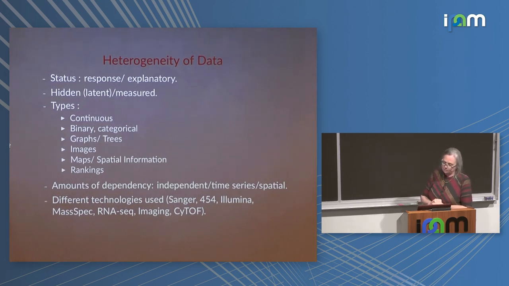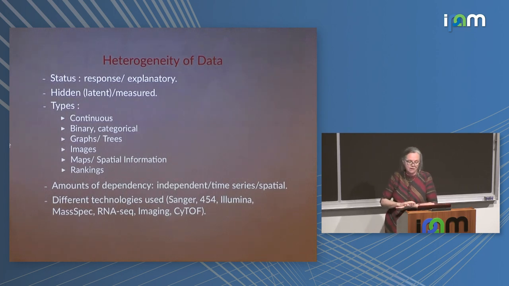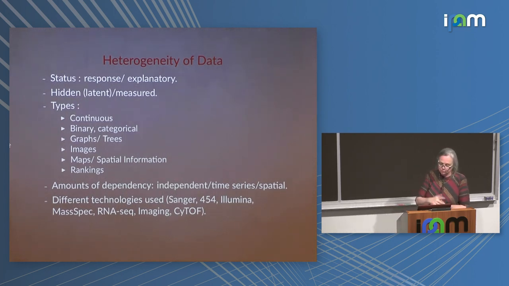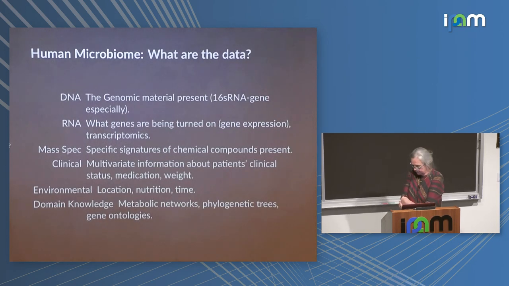And the data that we have are of many different types. You can have binary categorical data, but also graphs and trees and spatial information are really important. So this heterogeneity is one of the challenges and one of the things that you can solve using distances or various other kinds of statistical methods.